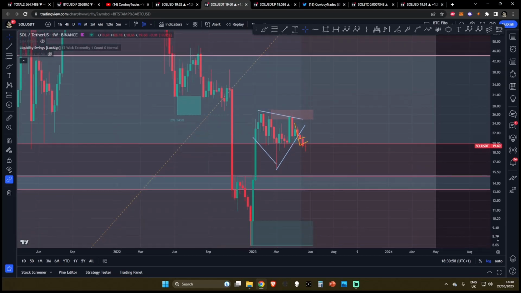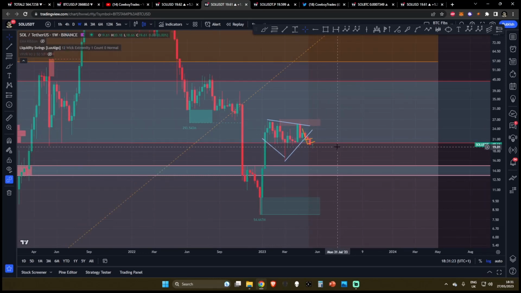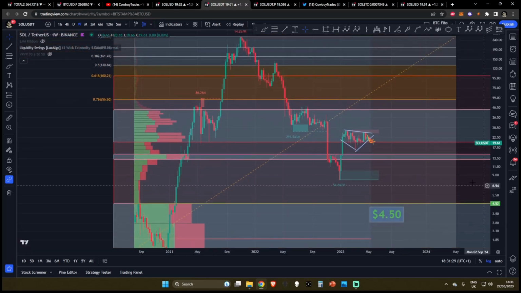If we also provide a quick update on the macro, we've been talking about this half diamond top formation, which for the past 3 to 4 weeks we have been breaking down to the downside of. And as you can also see on the weekly time frame, Solana is trading right in this red box underneath the $20 mark.